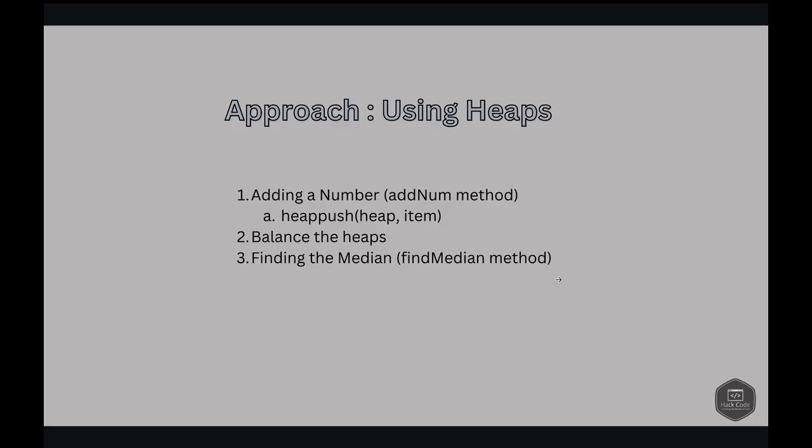Here, as we discussed, the approach is using two heaps. The strategy is we maintain two heaps, a max heap and a min heap. The max heap is for maintaining the lower half of the numbers and the min heap is for maintaining the upper half of the numbers. By balancing these two heaps, we ensure that they either have the same number of elements or the max heap has one element more than the min heap. So we can find the median efficiently.